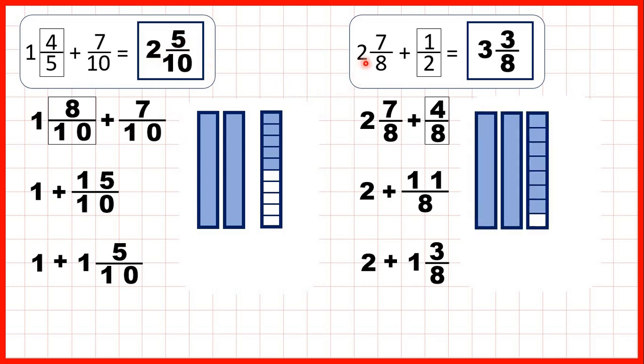Then we had 2 7/8, and we needed to add 1/2. 1/2 is the same as 4/8, but when we put that together with the 7/8, we get 11/8, and we can't write 2 11/8 as our answer. We changed the 11/8 back into a mixed number, so that's 1 whole and 3/8, and putting that together with the 2 wholes that we started with gave us 3 3/8 as our answer.